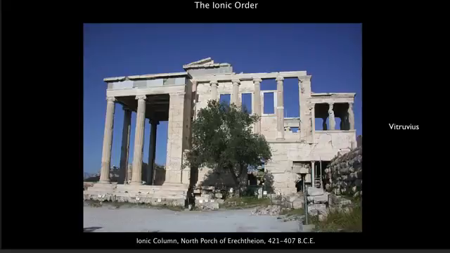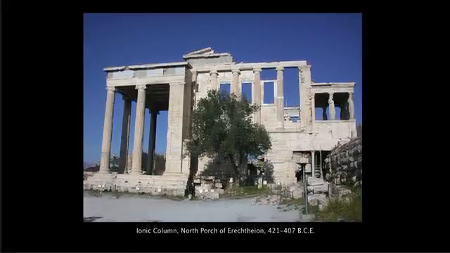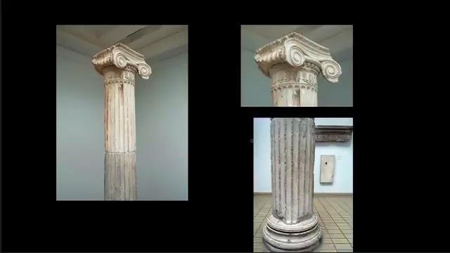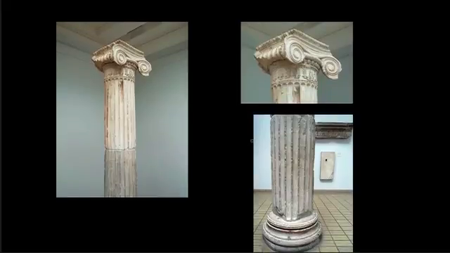It's taller, it's thinner. Now, one of the columns from this building in Greece is in the museum in London. We have some good photographs of it. And you can see the distinguishing feature really is at the top, at the capital, where we see these scroll-like shapes, also known as volutes. We also see a slightly different type of fluting, and we also, importantly, see a base.